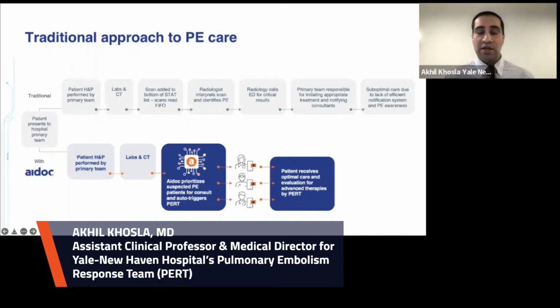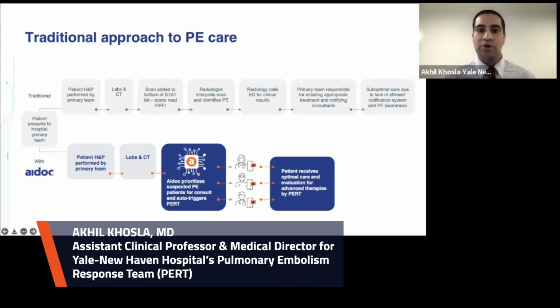In addition, what AI can do is also detect different thresholds of PE. So for example, at our institution, we have a special alert for any patient that has evidence of right heart strain. And these alerts are sent directly to the pulmonary embolism response team. So as soon as the CT scan is completed, you now have the reading radiologist aware of the PE, and you have members of the pulmonary embolism response team aware of the PE.